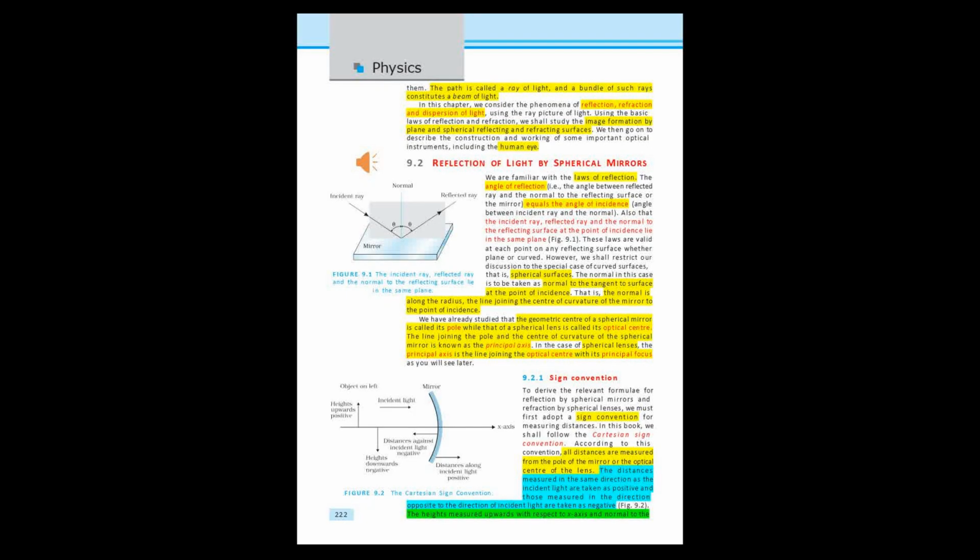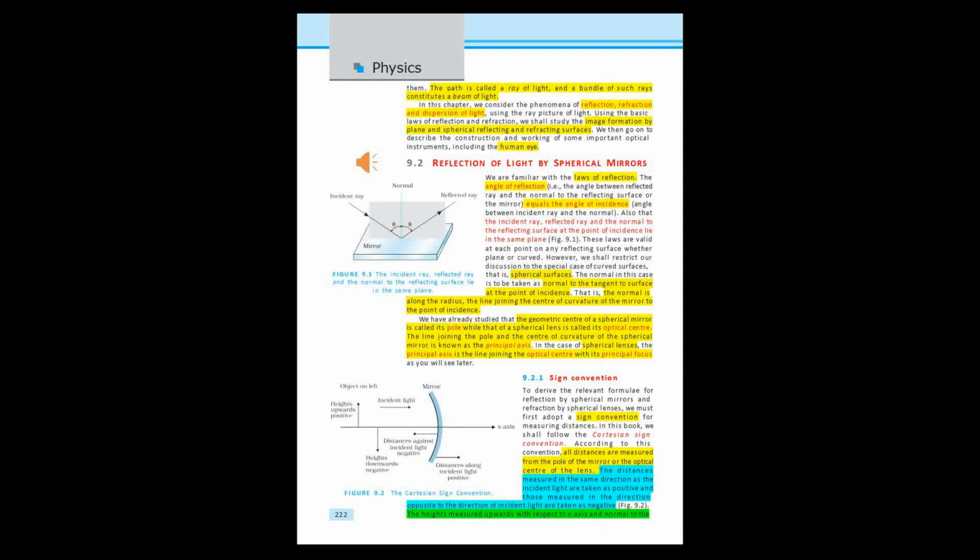In this chapter, we consider the phenomena of reflection, refraction and dispersion of light, using the ray picture of light. Using the basic laws of reflection and refraction, we shall study the image formation by plane and spherical reflecting and refracting surfaces. We then go on to describe the construction and working of some important optical instruments, including the human eye. Reflection of light by spherical mirrors.